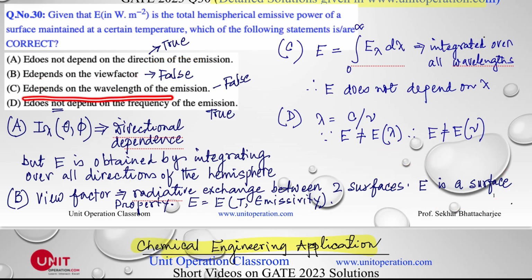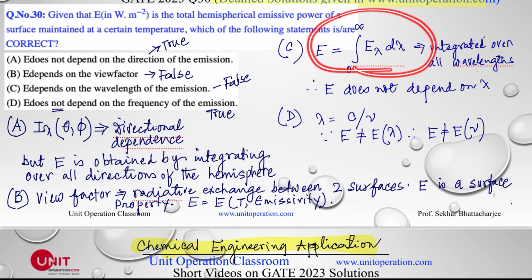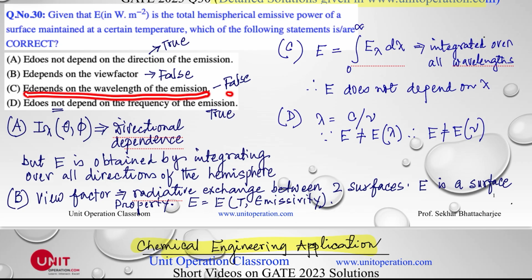E depends on the wavelength of emission? As we said, it has been integrated from 0 to infinity over all wavelengths. E lambda was, of course, dependent on lambda, but E is the total one. So E does not depend upon the wavelength of the emission. So that is false.